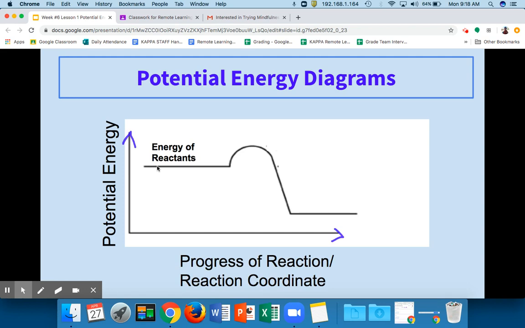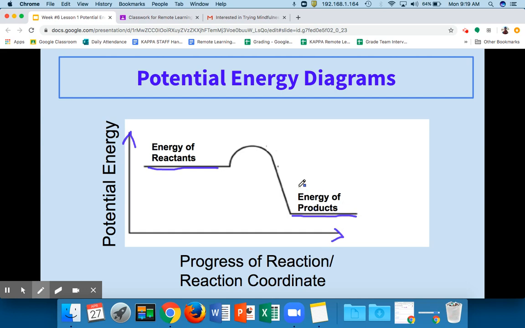Now, this makes sense because the reactants are what you have in the equation first. So this flat line here represents the energy of the reactants. Now, can you guess where is the energy of the products? Your energy of the products is going to be down here. So the end of the reaction, right? Because this is later in time.